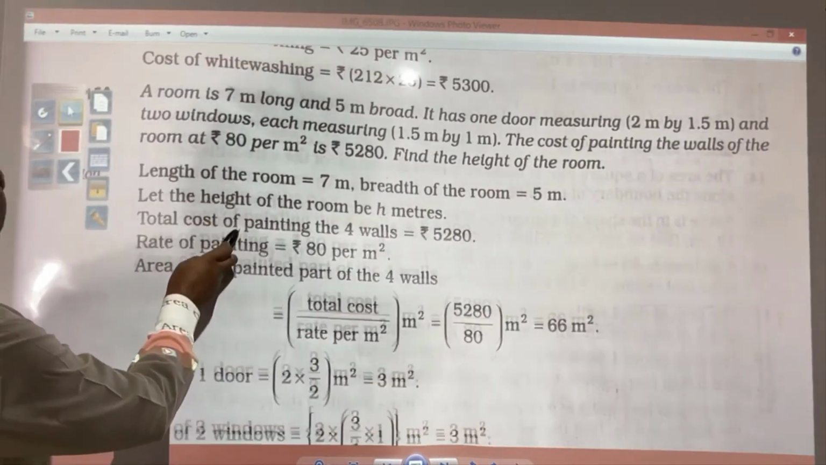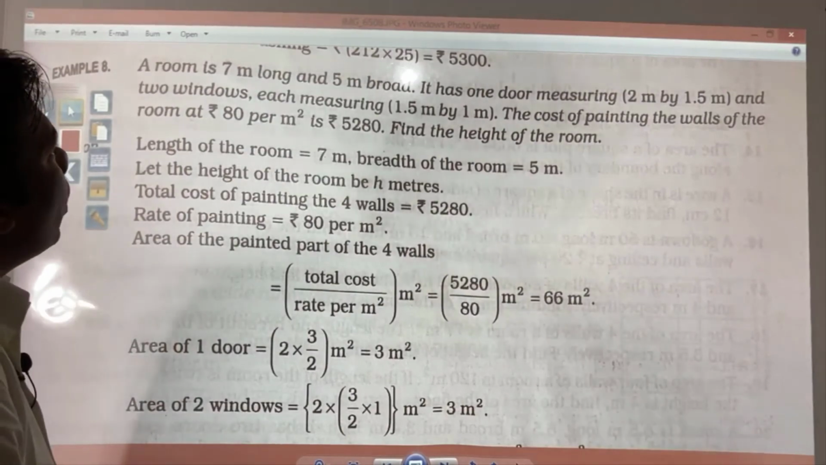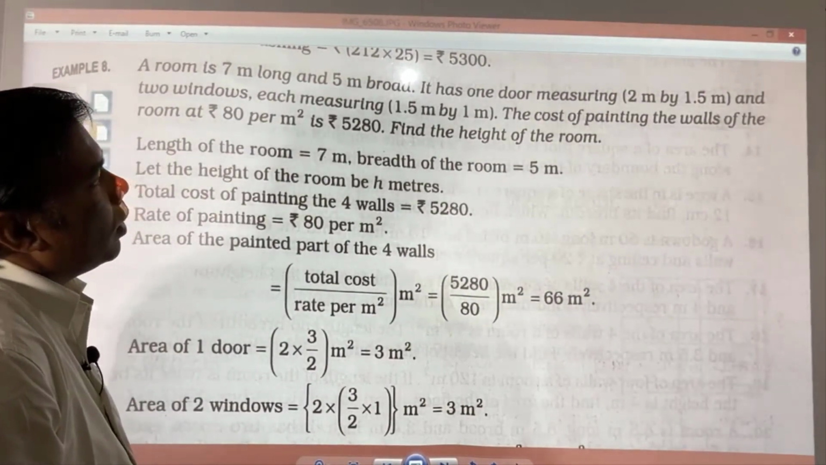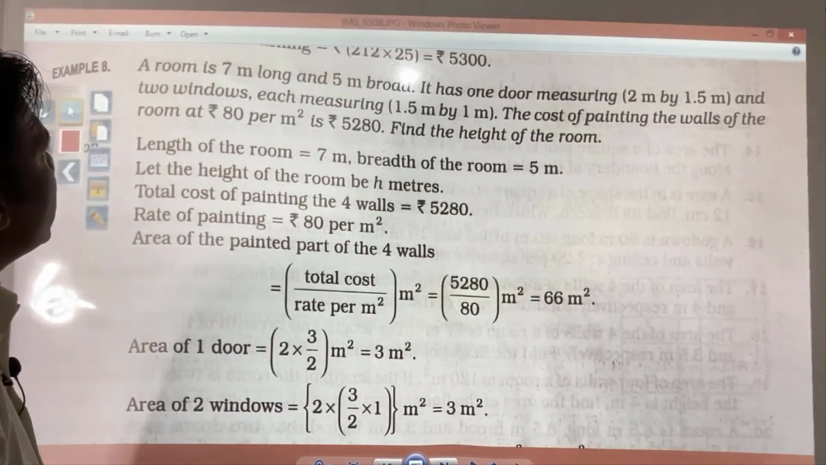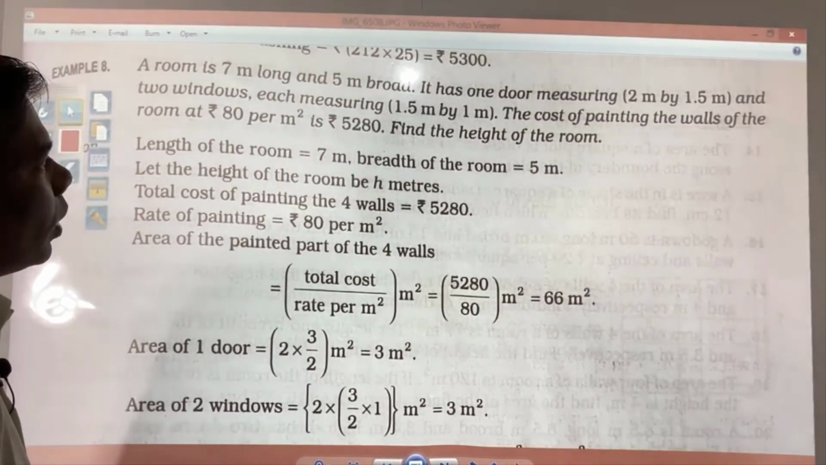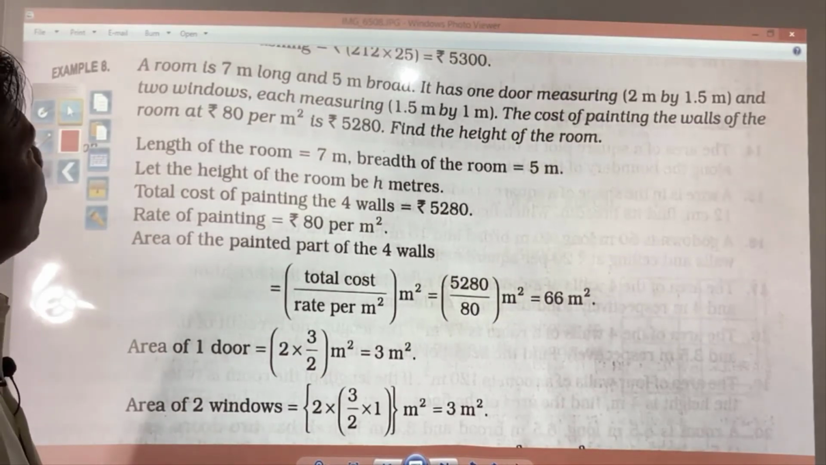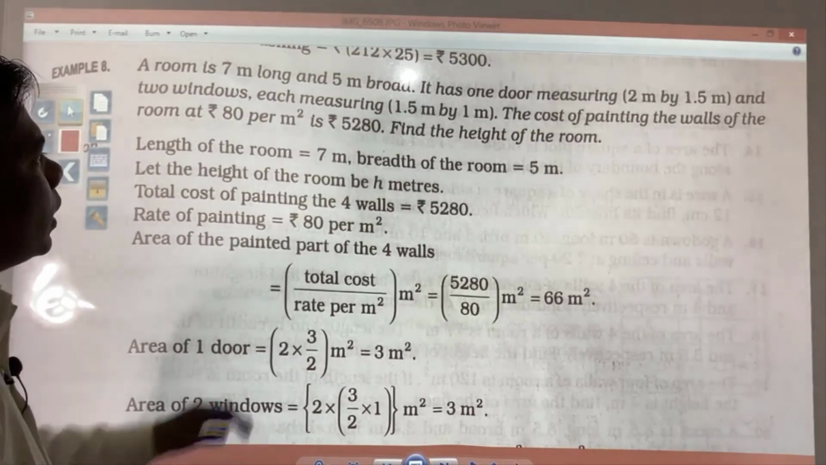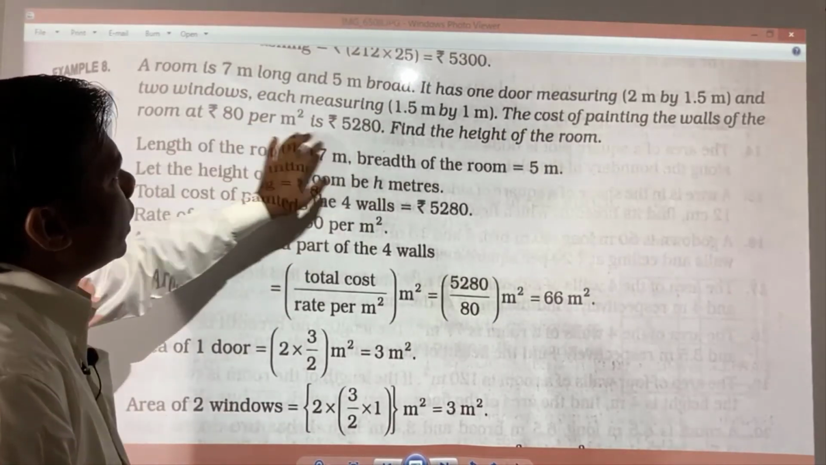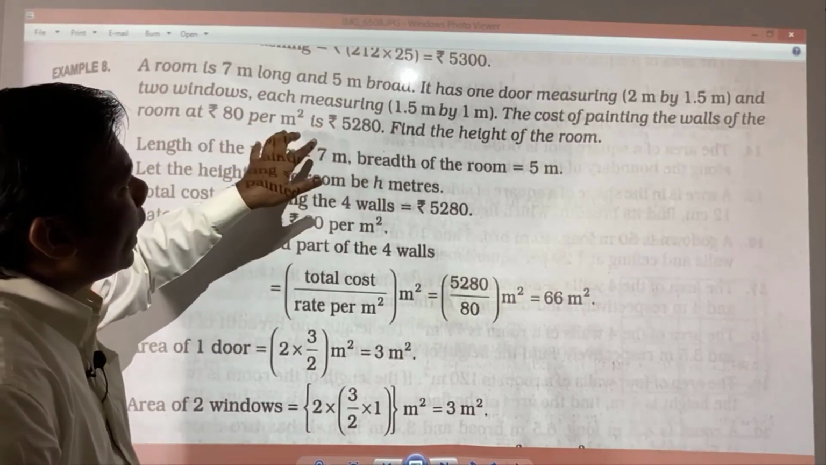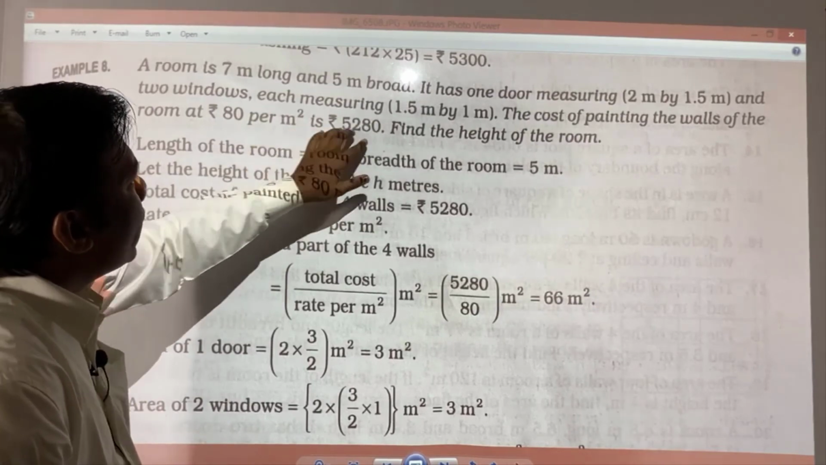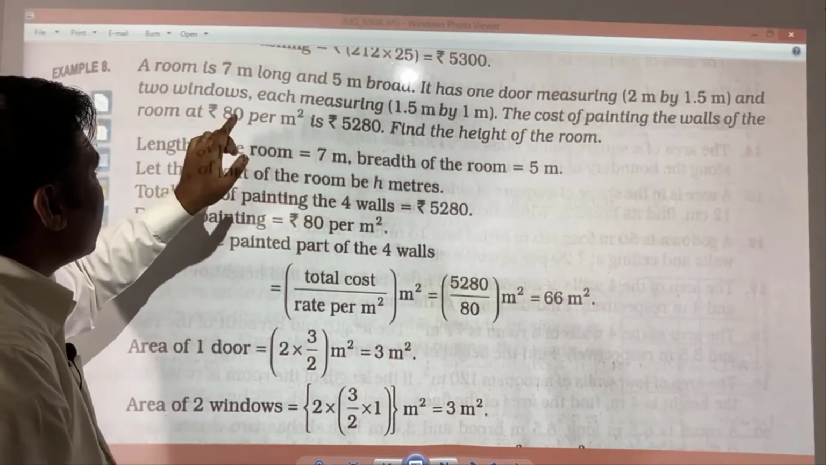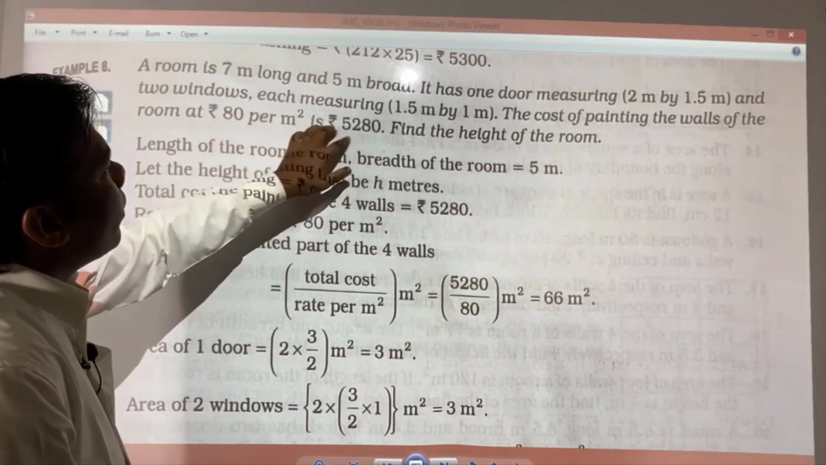Example 8, you see. A room is 7 meter long and 5 meter broad. It has one door measuring 2 meter by 1.5 meter and two windows each measuring 1.5 meter by 1 meter. The cost of painting the walls of the room at rupees 80 per meter square is 5,280. Just you see, this cost has been given for whole area. So you can find out if total cost has been given and per meter square has been given. So you can find out area.